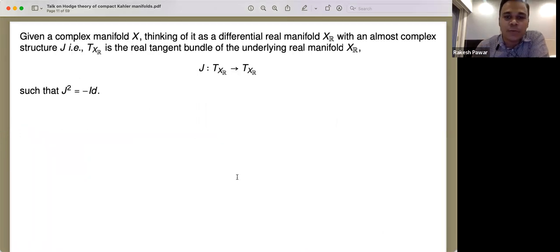So to make this matter slightly clearer, we will think about a complex manifold X. I write X_R as the corresponding real differential manifold, with something called an almost complex structure, in the sense that the real tangent bundle, which is a real vector bundle on X_R, has an endomorphism J as a real vector bundle, such that J squared is minus identity.